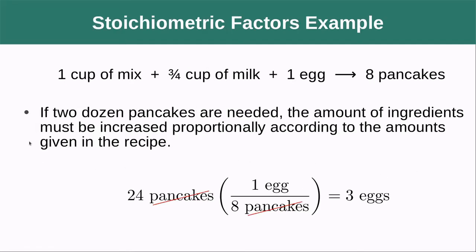But what if we actually wanted to make 24 pancakes? If we wanted to make 24 pancakes, well, then we need to have our stoichiometric factor. That would be this guy right here. So if we want to know how many eggs we need, then we know that for every 1 egg, we get 8 pancakes. We can multiply this through, cancel our pancakes units, and we know that we need 3 times as many, 3 eggs, to make 24 pancakes.